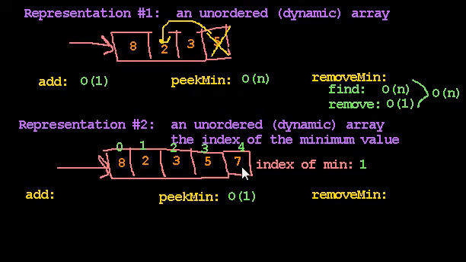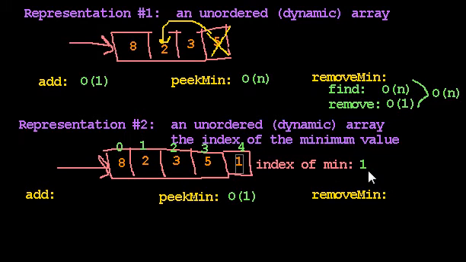But wait a second. What if, let's go back in time, what if I hadn't added 7? What if the value I added was 1? Why is 1 more interesting here? Because if I add the 1, I also have to change index of min, because the minimum value is no longer at position 1, it's now at position 4. So index of min should be 4.